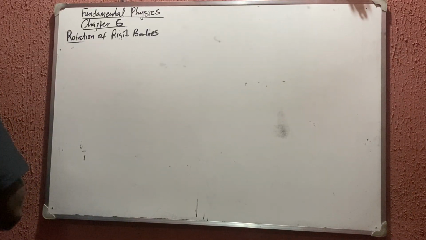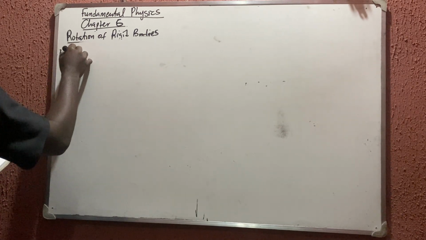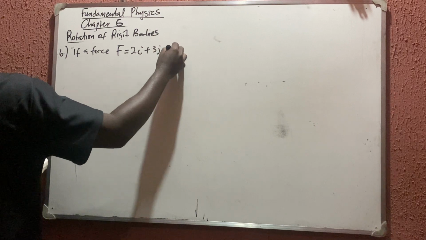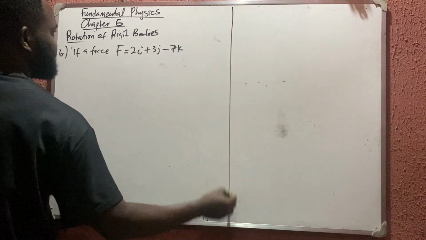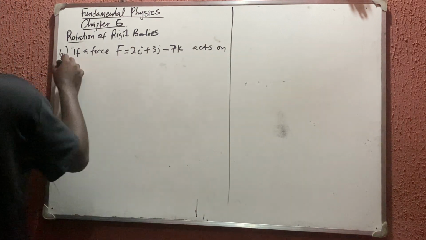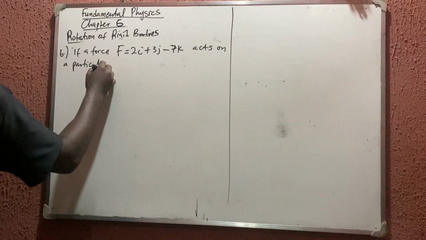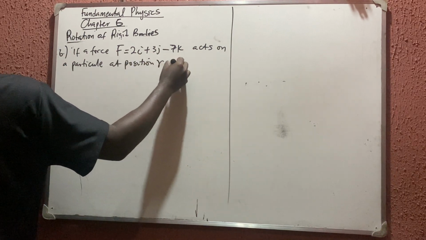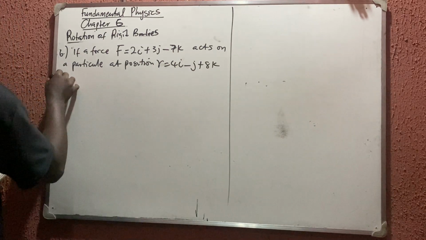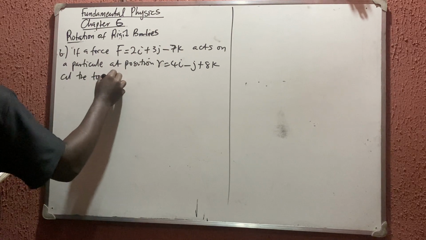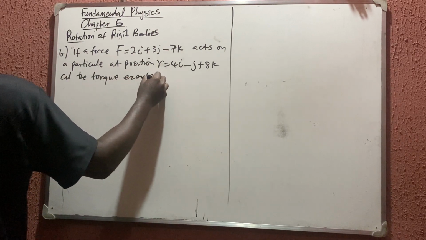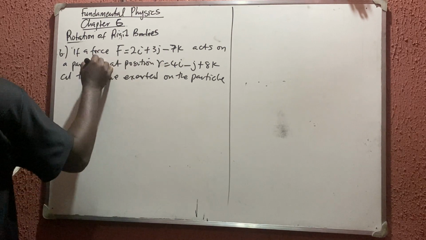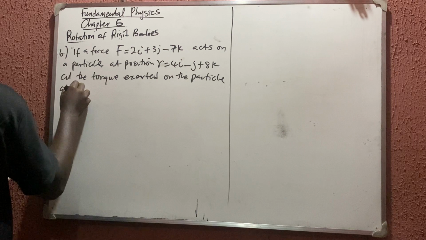Question number, I think question number 6. Now for question number 6, we have that if a force F is equal to 2i plus 3j minus 7k acts on a particle at position r, which is equal to 4i minus j plus 8k, then calculate the torque exerted on the particle about the origin.